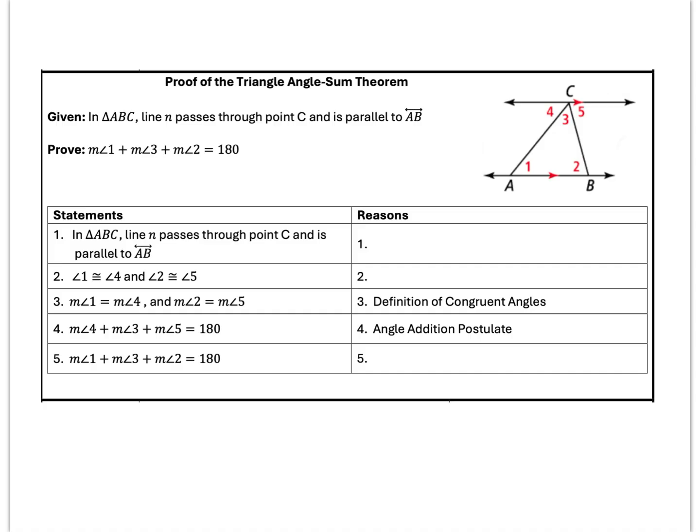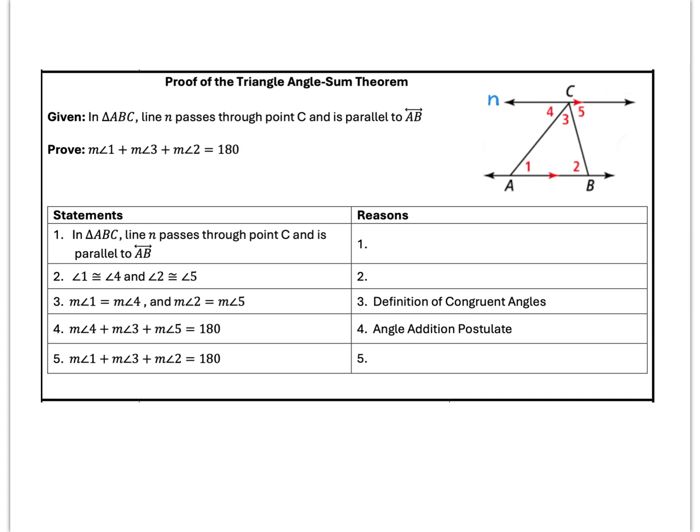We can prove the triangle angle sum theorem using properties of parallel lines. I've mostly filled the proof in for you, but I want you to see how this works. This isn't something that you need to know for the test or anything, but it's a great problem. So in our triangle ABC, I've created this line N that passes through point C and is parallel to AB. So here's line N. Let's draw a little N there.